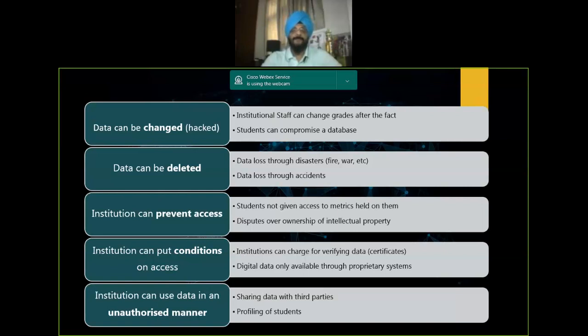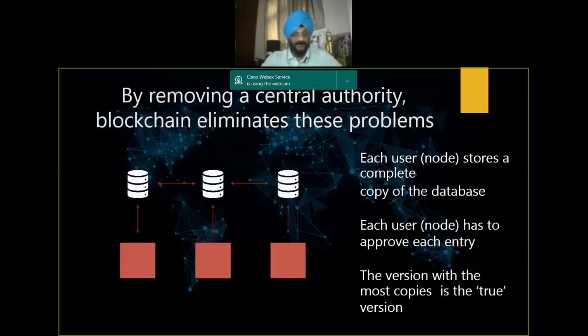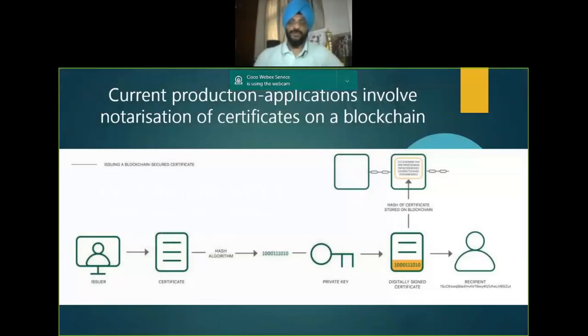Whereas with blockchain, what you can try to do, one, you can have your e-certificates. All the certificates you're giving to the students can be based on the private key and the public key, and the digital certificate can be signed and given to them. Okay.